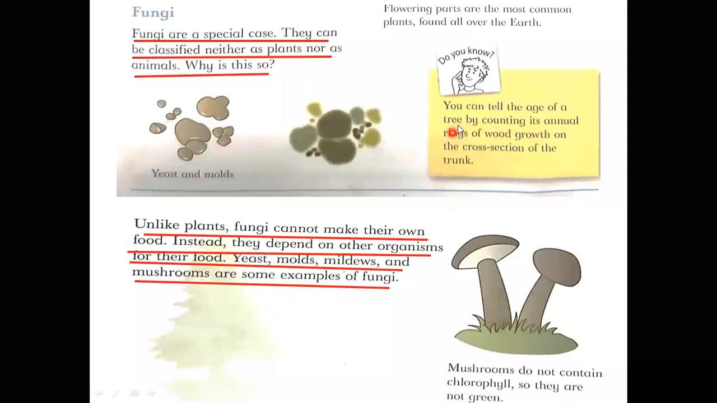Here, students, do you know you can tell the age of a tree by counting its annual rings of wood growth on the cross section of the trunk. Okay, here is the plant of fungi. Mushrooms do not contain chlorophyll, so they are not green. Okay, students, we have finished our reading and now we start our exercise.